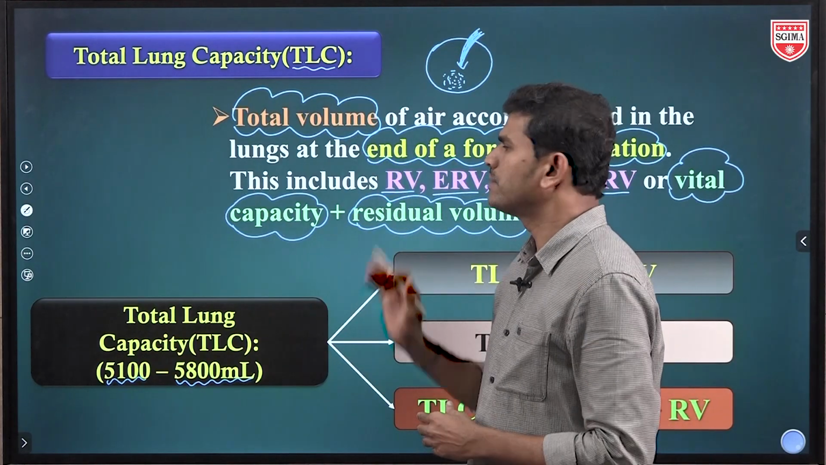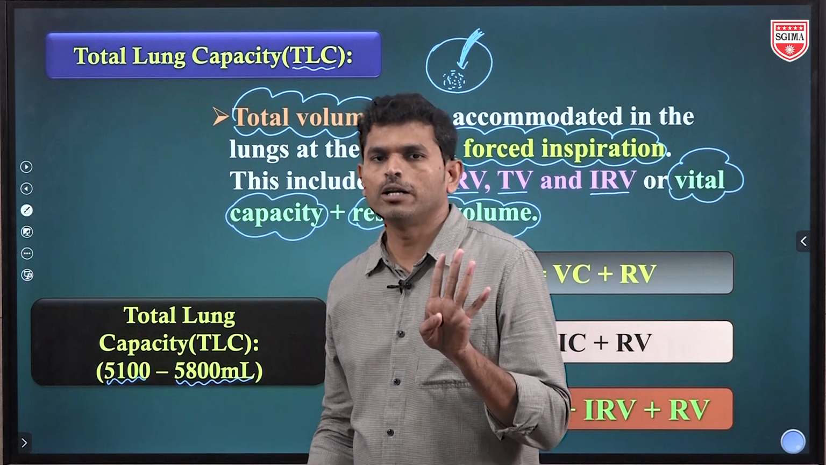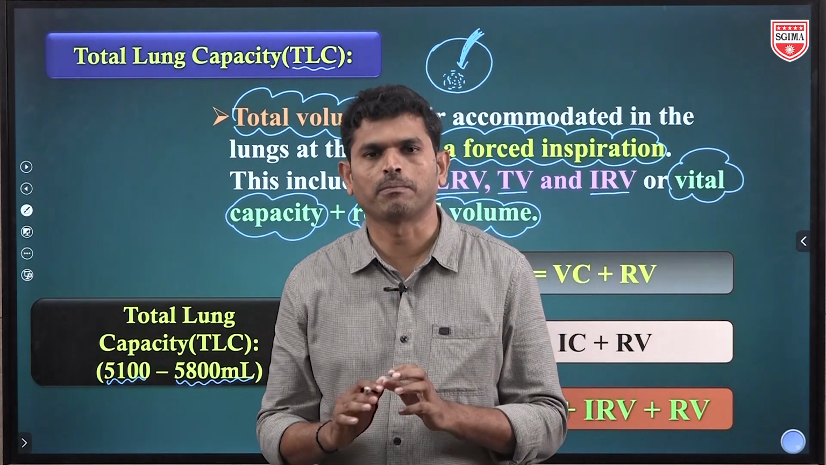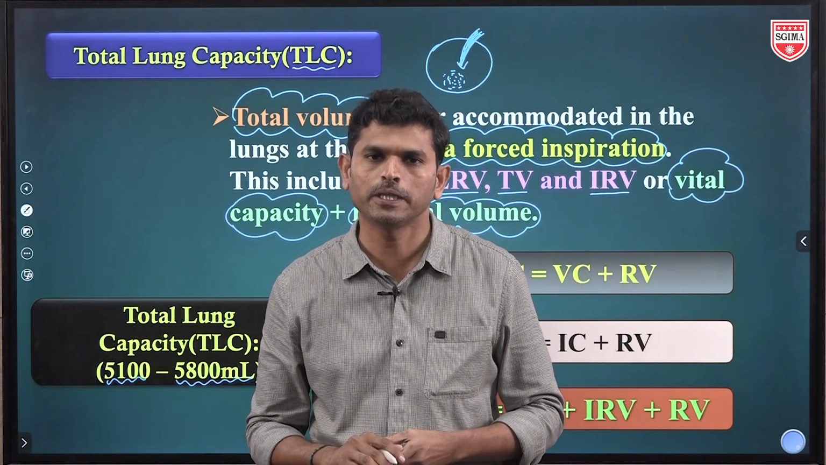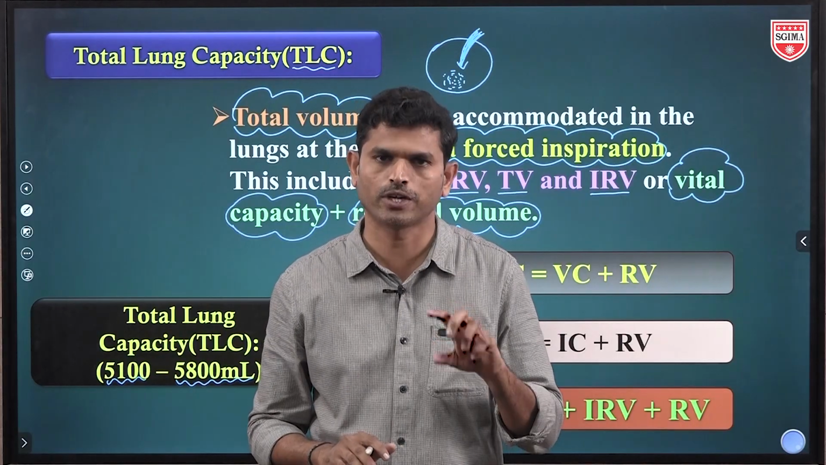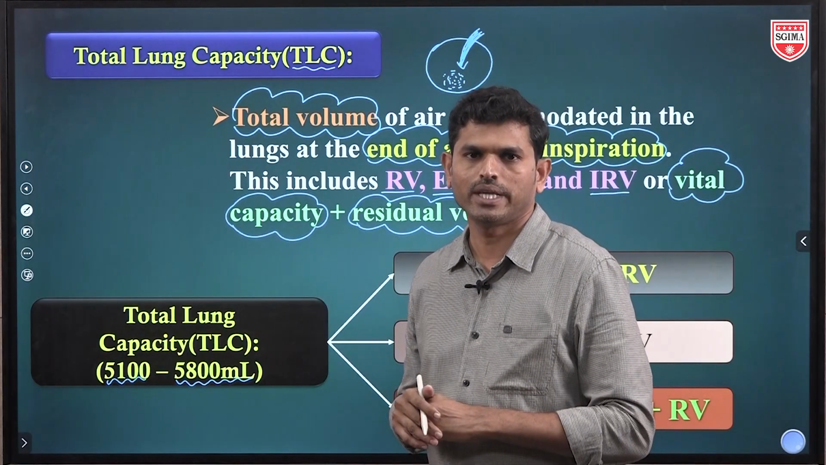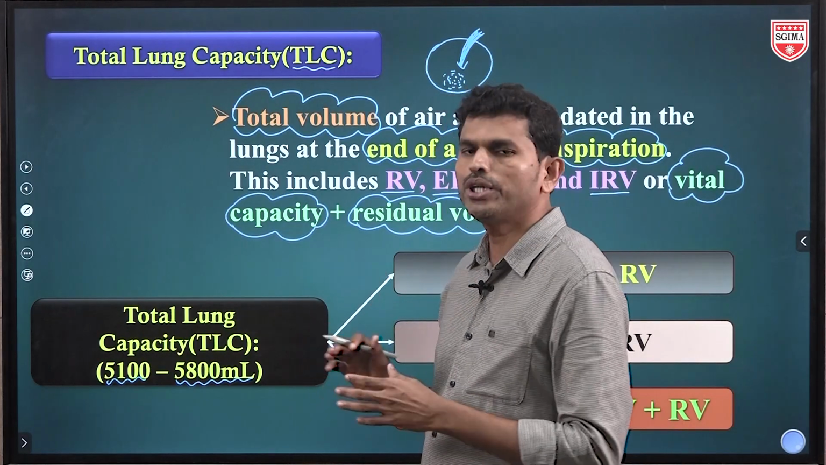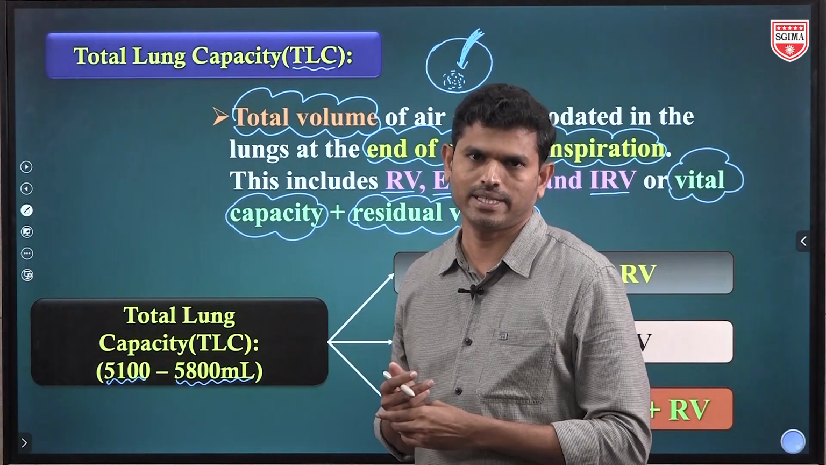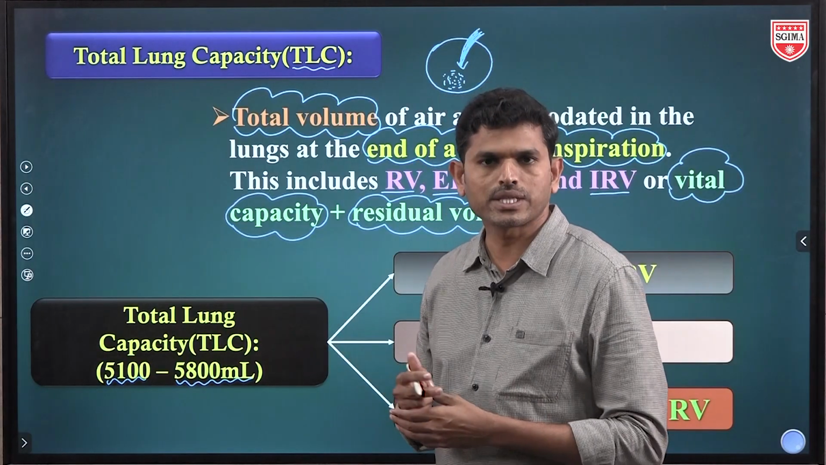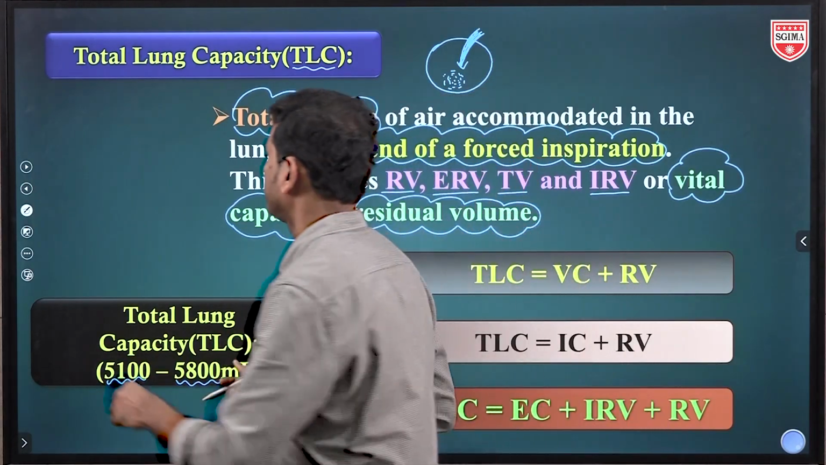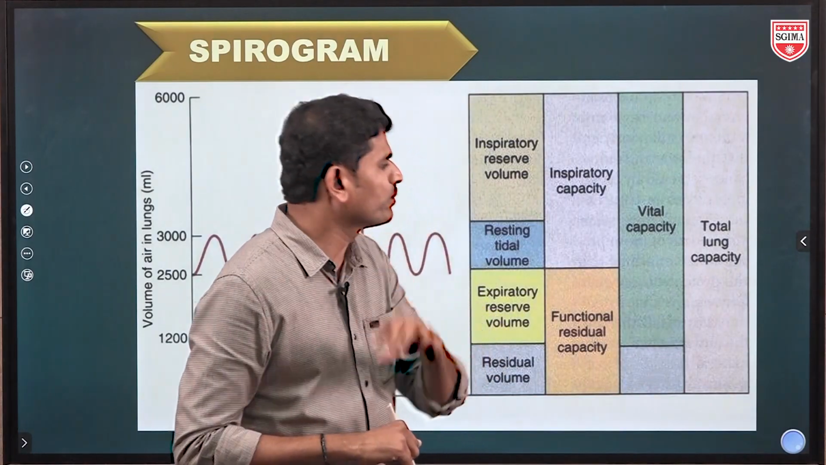So the 4 volumes and 5 capacities are completed. We have to completely remember these things, their definitions as well as their volumes. Okay, so I think there is no need to revise this one again. We will see the next subtopic, that is, one more slide related to this one.